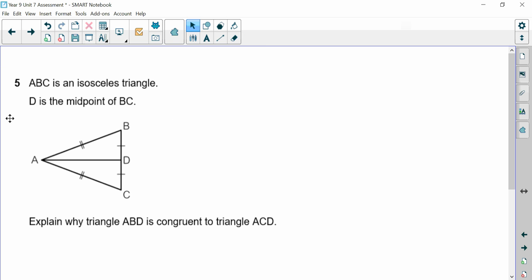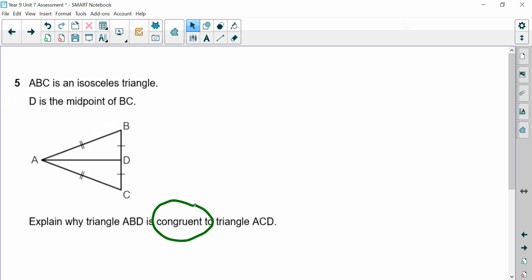ABC is an isosceles triangle. D is the midpoint of BC. Explain why triangle ABD, so this one, is congruent to triangle ACD. So congruent triangles, remember, they are congruent if you can show that all sides are the same, or if you can show side angle side, so two sides are the same and one angle is the same, or angle angle side. This one's probably easiest done by doing side side side, because you can easily show that all sides are the same. So step by step.